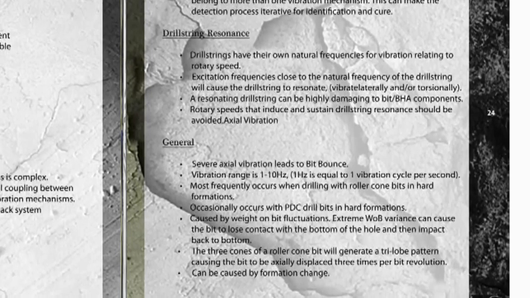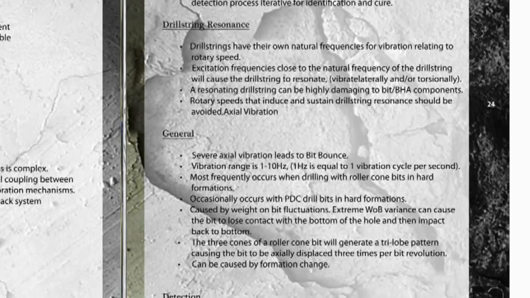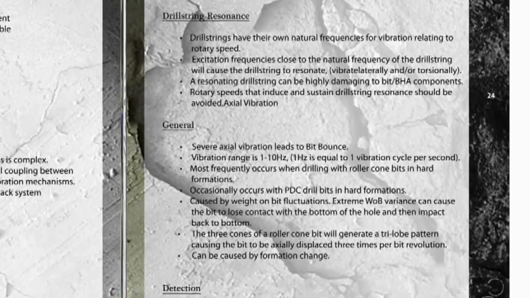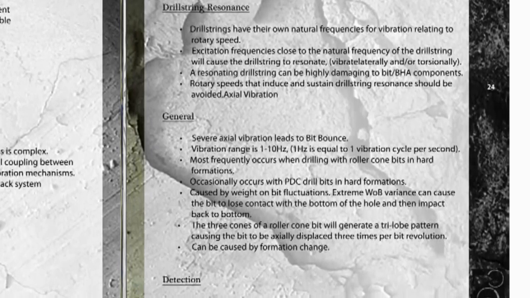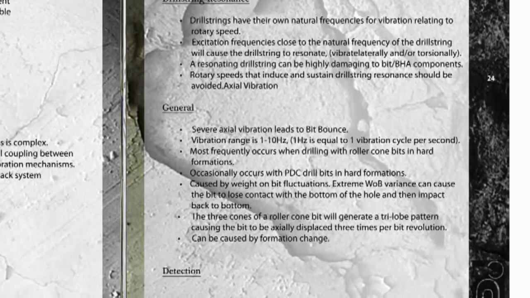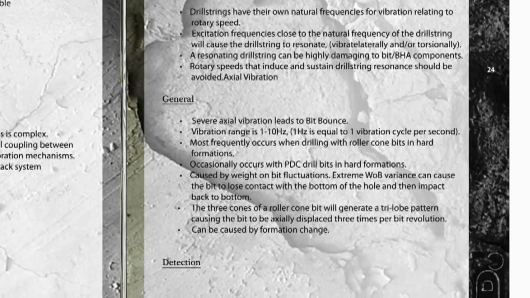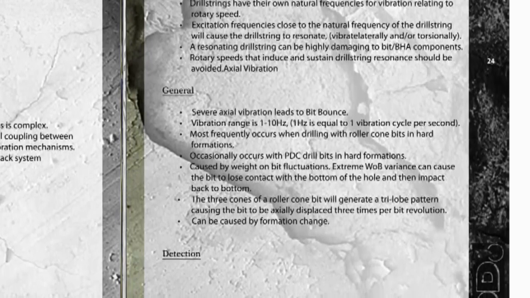Axial vibration. General. Severe axial vibration leads to bit bounce. Vibration range is 1 to 10 Hz. 1 Hz is equal to 1 vibration cycle per second. Most frequently occurs when drilling with roller cone bits in hard formations. Occasionally occurs with PDC drill bits in hard formations. Caused by weight on bit fluctuations.